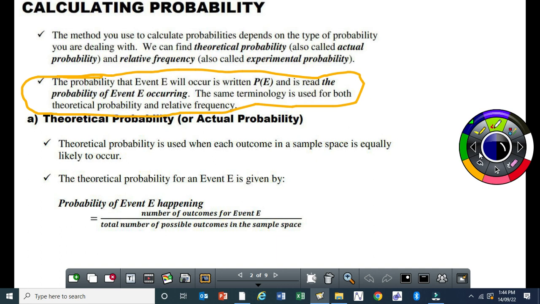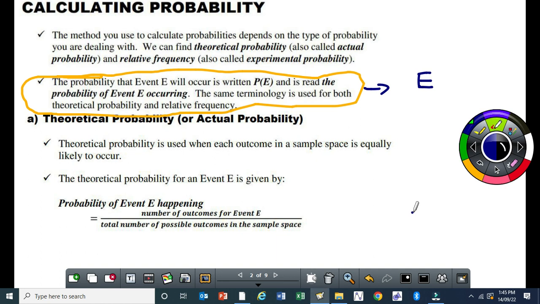Generally, an event is denoted by a capital letter E. So any event that you might think of, either it's rolling a dice, or tossing a coin, or picking a specific type of card from a deck of cards, and so on. All those different types of possible outcomes, you can represent them by a capital letter E.